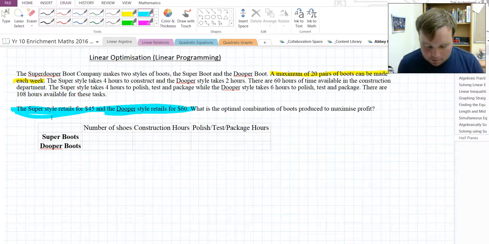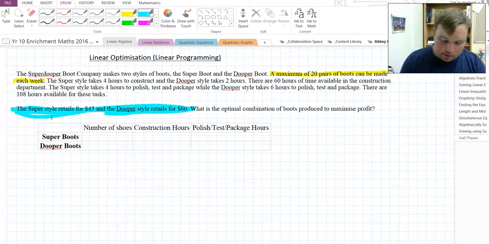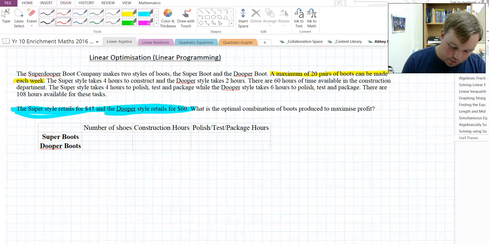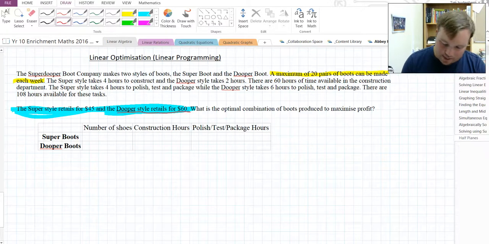So we could just produce 4 boots a week, 2 super, 2 duper. And that's a feasible solution here, but it might not be the optimal one. Similarly, one of you's probably thought by now, why don't you just produce 20 duper boots, because you're allowed to make 20 boots. The reason you can't make 20 duper boots is that each duper boot takes 6 hours to polish, 20 times 6 is 120, and you don't have 120 hours in a week available, you only have 108.